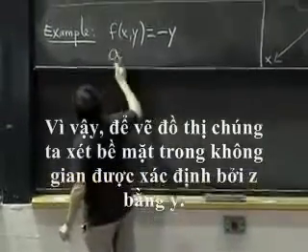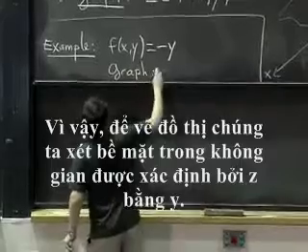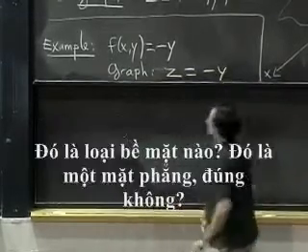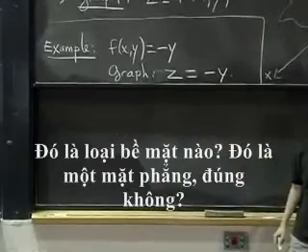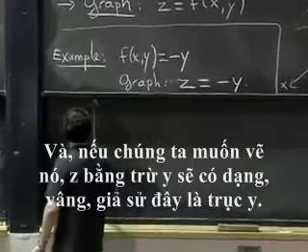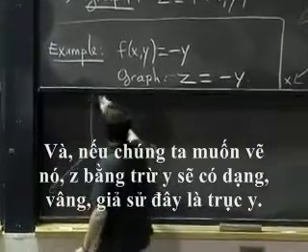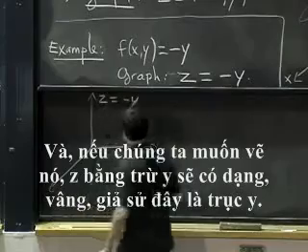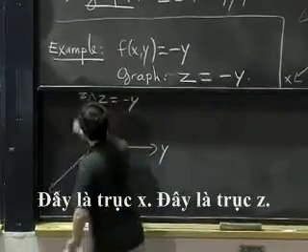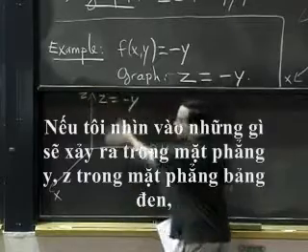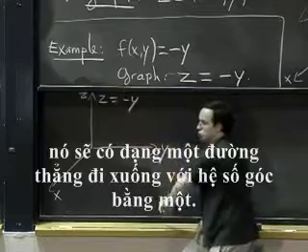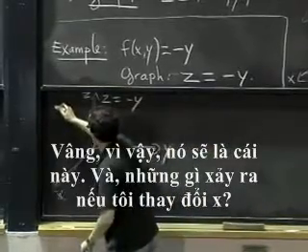So to draw the graph, we look at the surface in space defined by z equals minus y. What kind of surface is that? It's a plane. And if we want to draw it, z equals minus y, well, that's the y-axis, that's the x-axis, that's the z-axis. If I look at what happens in the yz plane, in the plane of the blackboard, it will just look like a line that goes downward with slope 1. So it will do this.